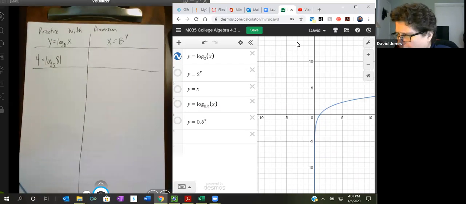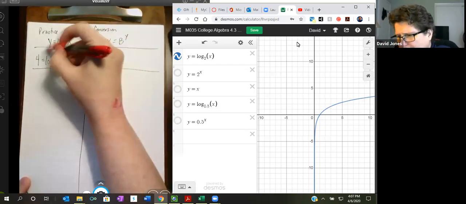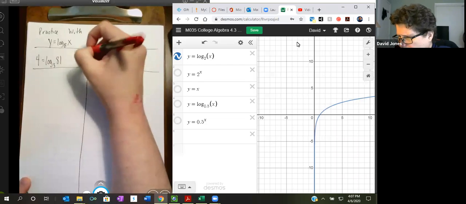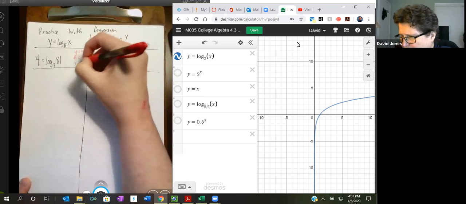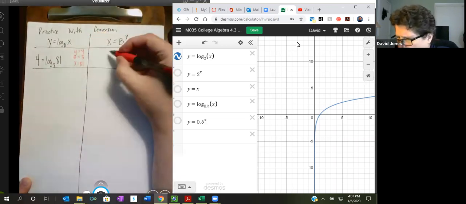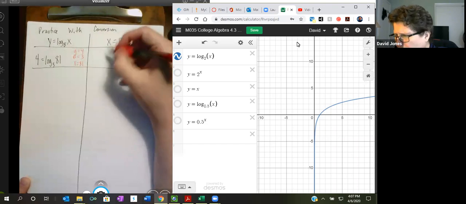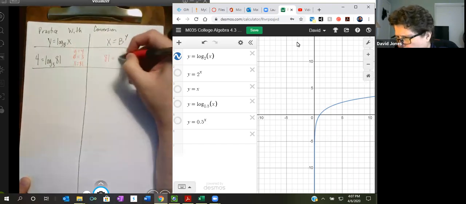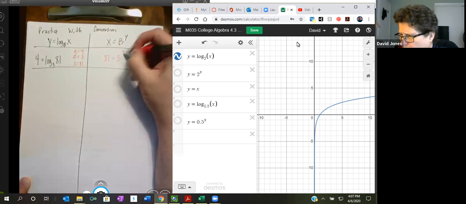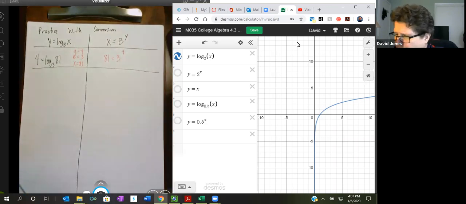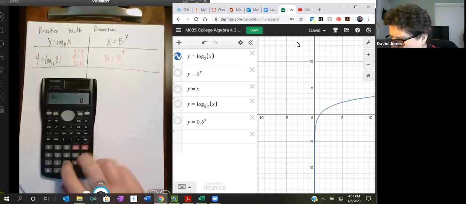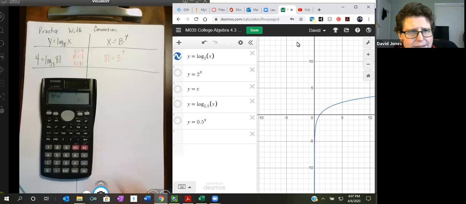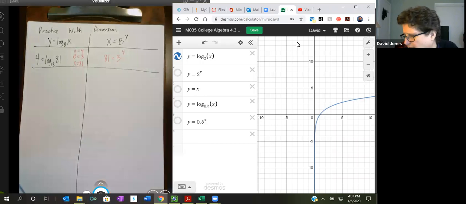So let's compare what we have. Our y lines up with the 4. The b lines up with the 3. And the x lines up with the 81. So let's put them where they belong over here. 81 goes for x, b goes with 3, and y goes with 4. Is that true? 3 raised to the 4th power is 81. I told you they were the same.